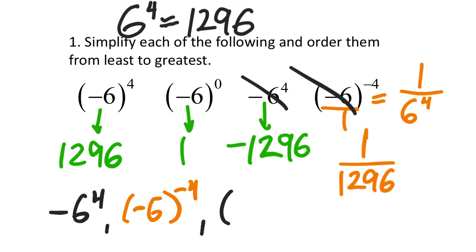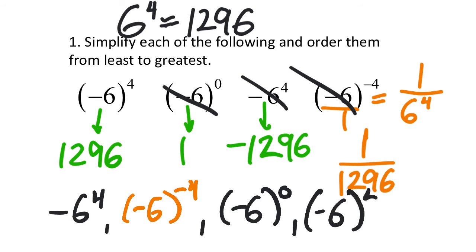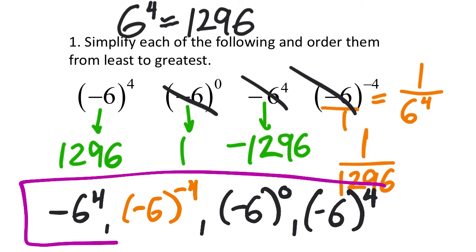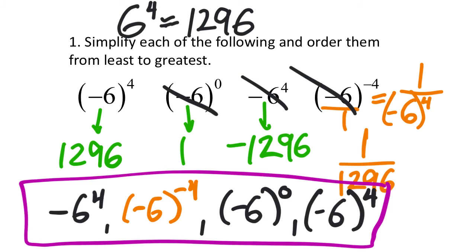Next up would be the value that was 1. That came from negative 6 in parentheses to the power of 0. And then we've only got one more value left, negative 6 to the power of 4. Boom. Let's list these all, 4 of them, in order from least to greatest. Yeah, sorry about that. I should have put this negative 6.